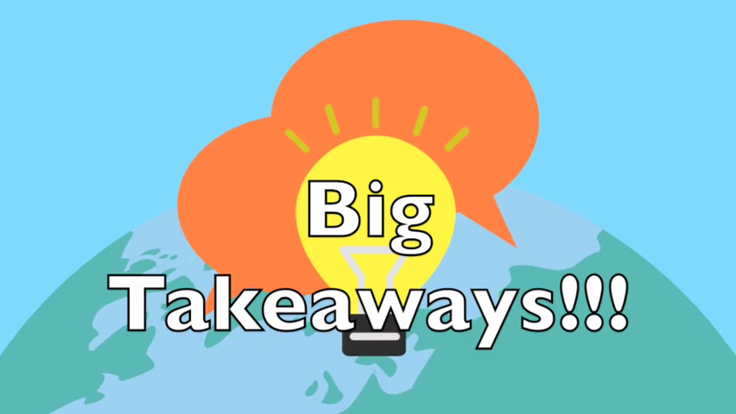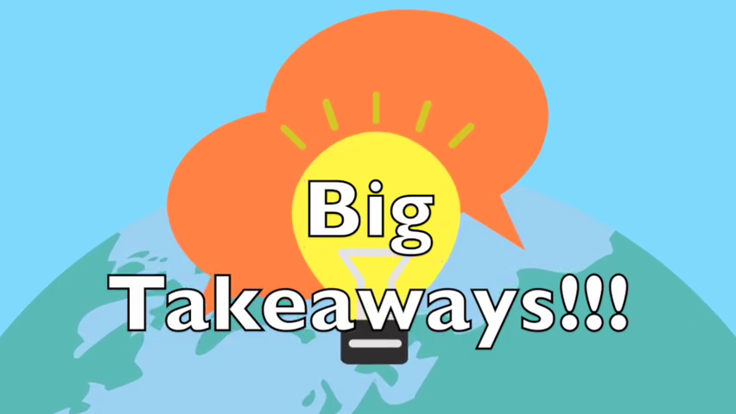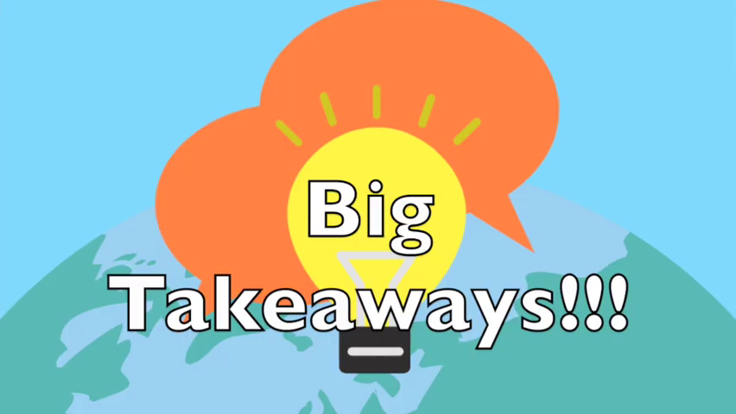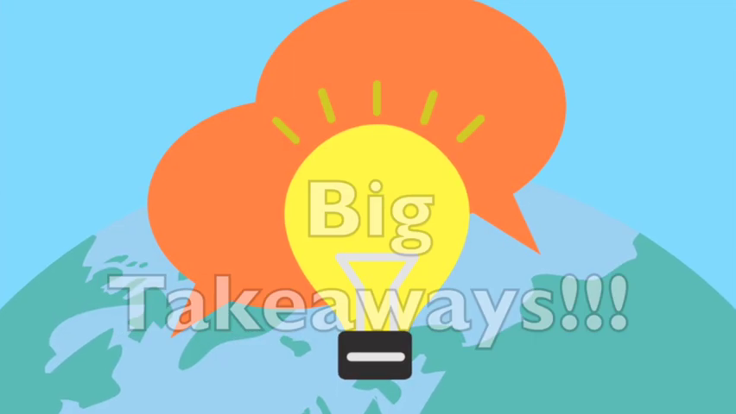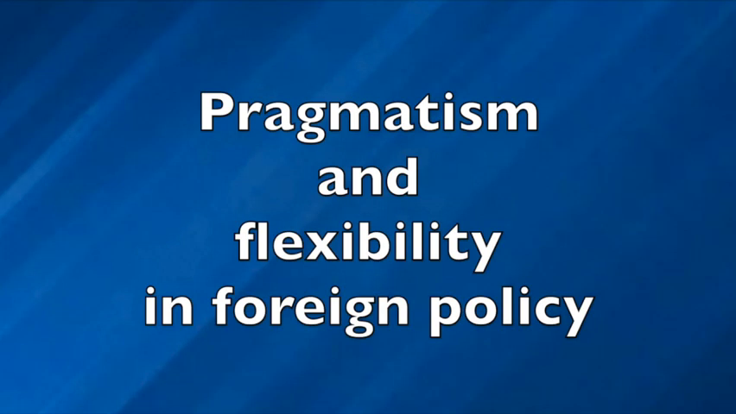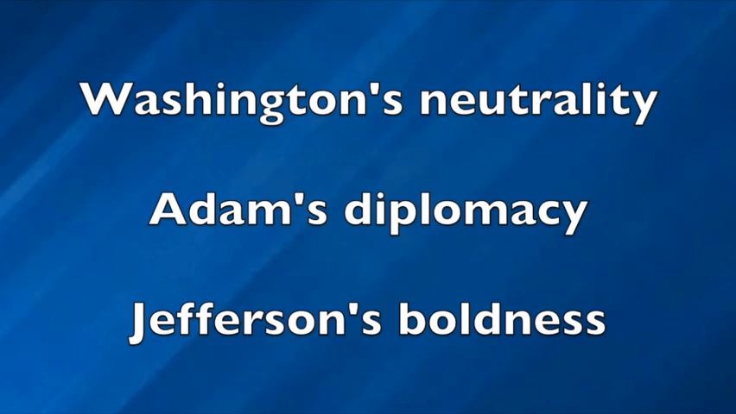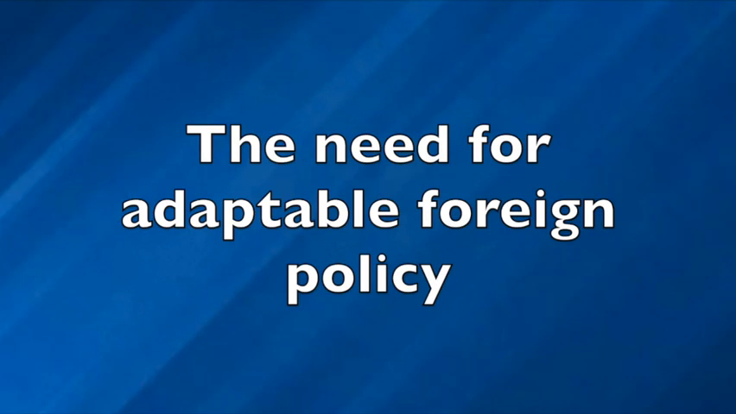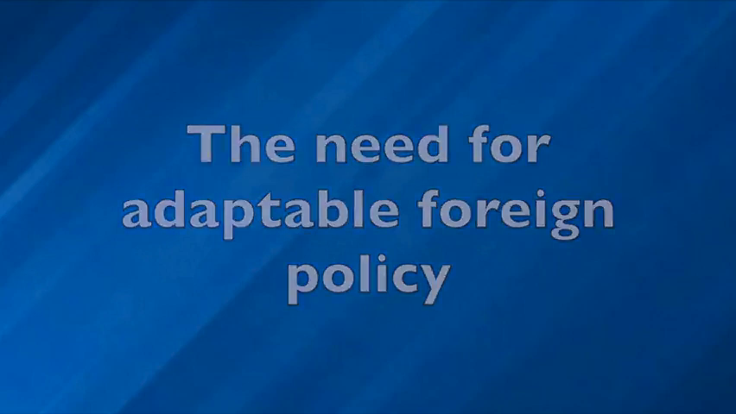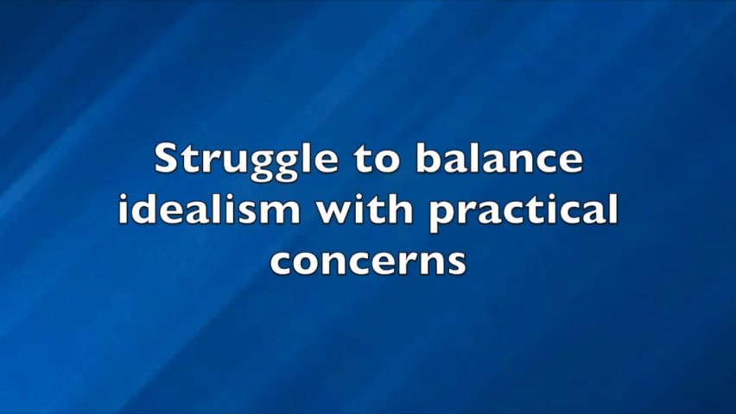So what are some big takeaways about foreign policy from the Washington administration through the Jefferson administration? One key lesson is the importance of pragmatism and flexibility. Washington's neutrality, Adams' diplomacy despite pressures for war, and Jefferson's bold Louisiana Purchase all underscore the need for adaptable strategies in foreign policy. They also highlight the young nation's struggle to balance idealism with practical concerns.